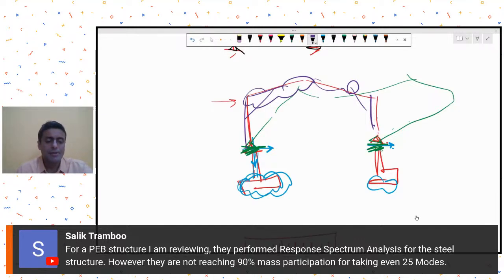Maybe some small portion is vibrating here and there. Otherwise, in the initial modes, if you are getting 90% mass participation, or even 70-80% mass participation, it is good enough, I guess. Anyway, you are going to do the base shear scaling, so you are going to amplify the shear force anyway. So I will not be very worried about a PEB structure, assuming it's only a PEB shed-like structure. Even if you are not getting close to 90%, I will not be very worried, because I don't see anything meaningful coming out of the higher modes.